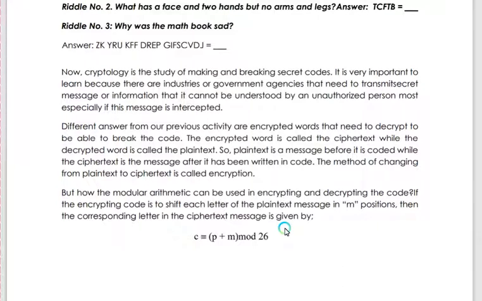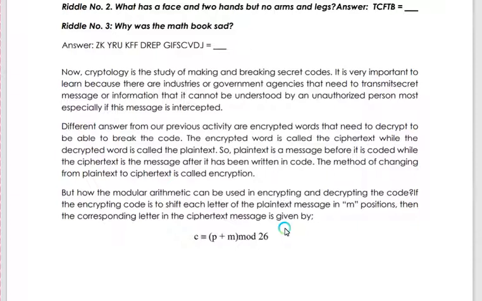So the method of changing from plain text to ciphertext is called your encryption. So, but kung makita naton, medyo if ever amo manggid na nga method ang ginagamit naton. So for a specific nga encryption and decryption, medyo do kahapos lang siya. But how the modular arithmetic can be used in encrypting and decrypting the code?